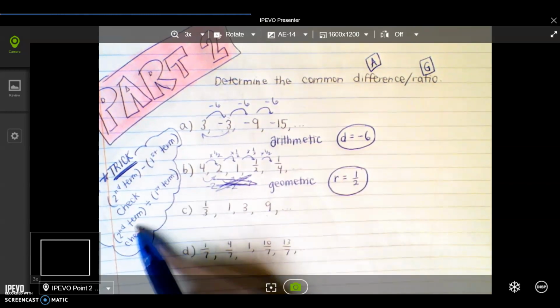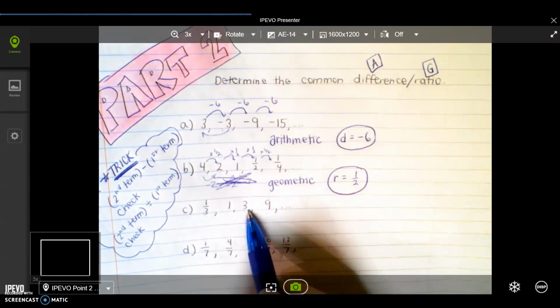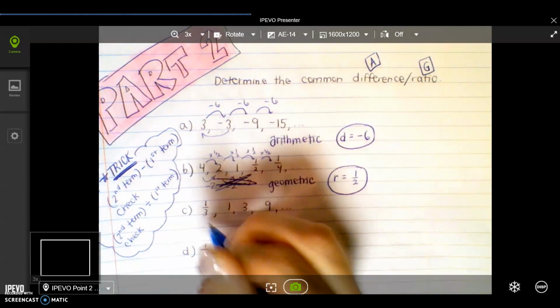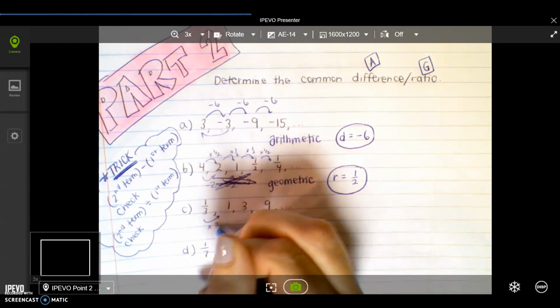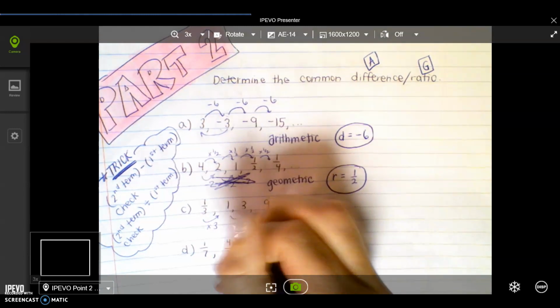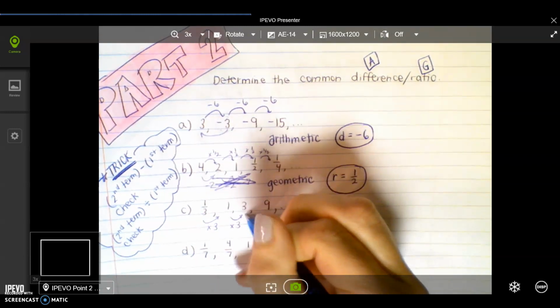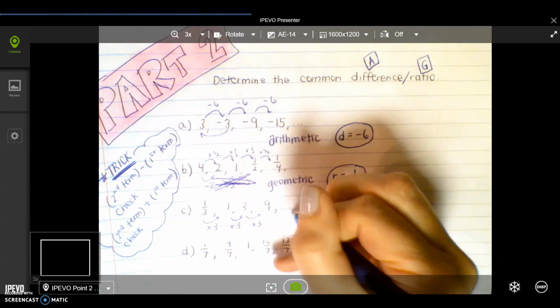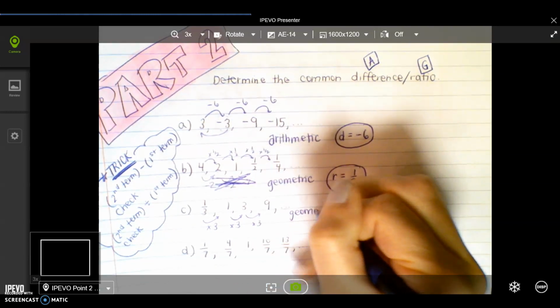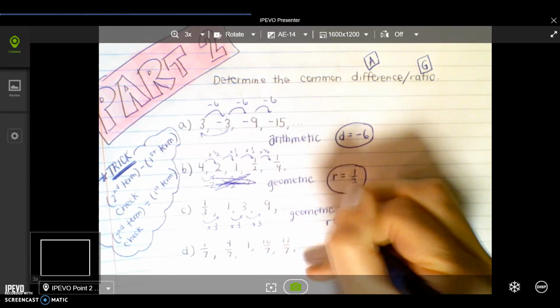So let's divide. 9 divided by 3 is 3. Am I multiplying by 3 every time? 1/3 times 3 is 1. Times 3, 1 times 3 is 3. Great. 3 times 3 is 9. Woo! So it's geometric, and the ratio is 3.